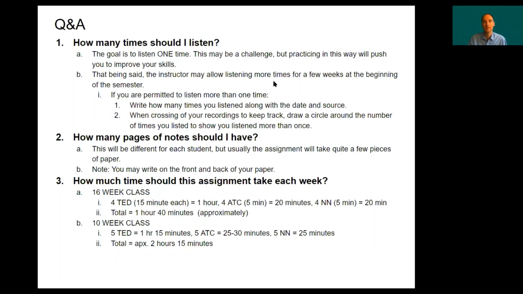That being said, as I said, at the beginning of the semester, I will allow for a few weeks, maybe just one or 2 weeks, depending on if it's a 16-week or a 10-week semester or other, to listen twice, but really try to push yourself to only listen once.